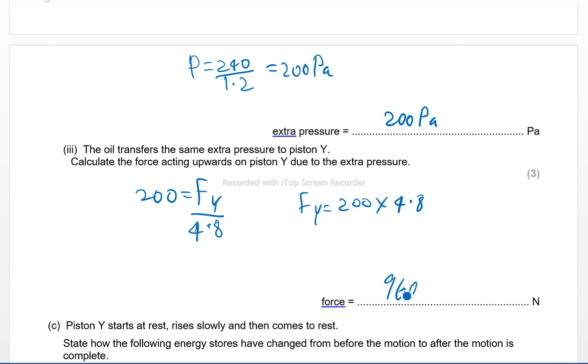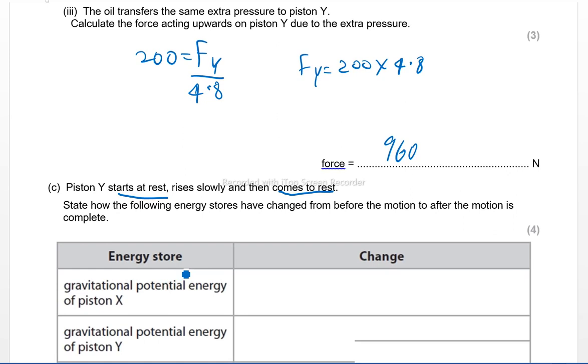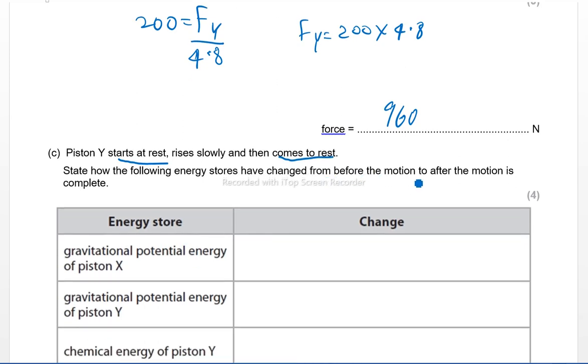And 60 newtons. Okay, children. Right. Piston Y starts at rest, rises slowly, and then comes to rest. So it starts at rest, then comes to rest. Starting it's at rest, final also it's at rest. State how the following energy stores have changed from before the motion to after the motion is complete.